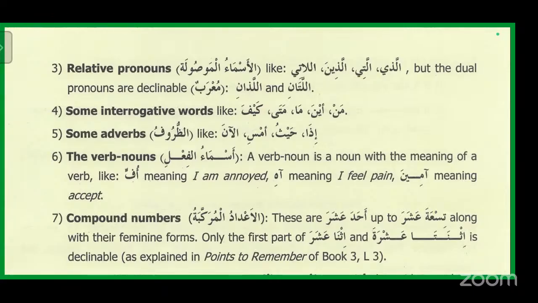So is it only these five, or there may be some more. For example, hull. Where do we put hull? It should be mabni, yeah? Not in this category. Some adverbs, like إذا حيث أمسي الآن. The verb nouns, أسماء الفعل. A verb noun is a noun with the meaning of a verb, like uffi, meaning I'm annoyed.